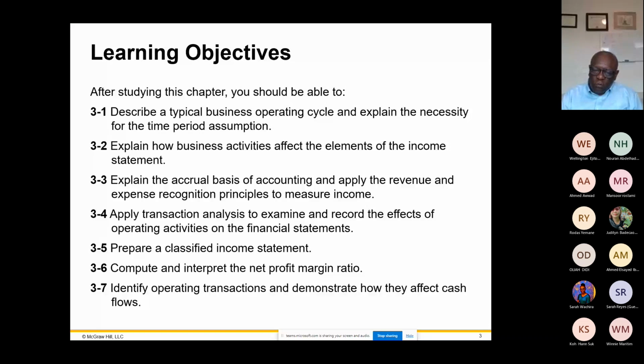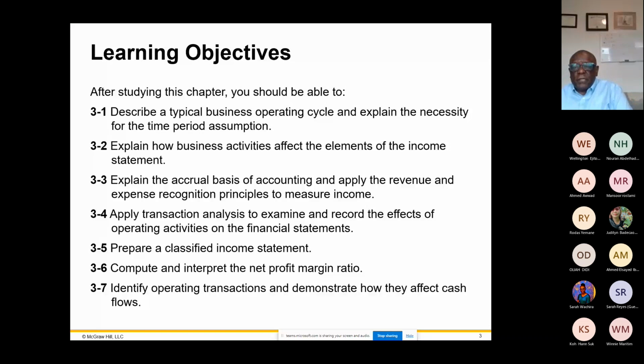So we have come across one ratio. Don't forget, the other ratio we came across is the current ratio. So here too, we look at the net profit margin ratio. Very, very important and critical to business. Then identify operating transactions and demonstrate how they affect cash flows. Everything eventually will affect cash flow.